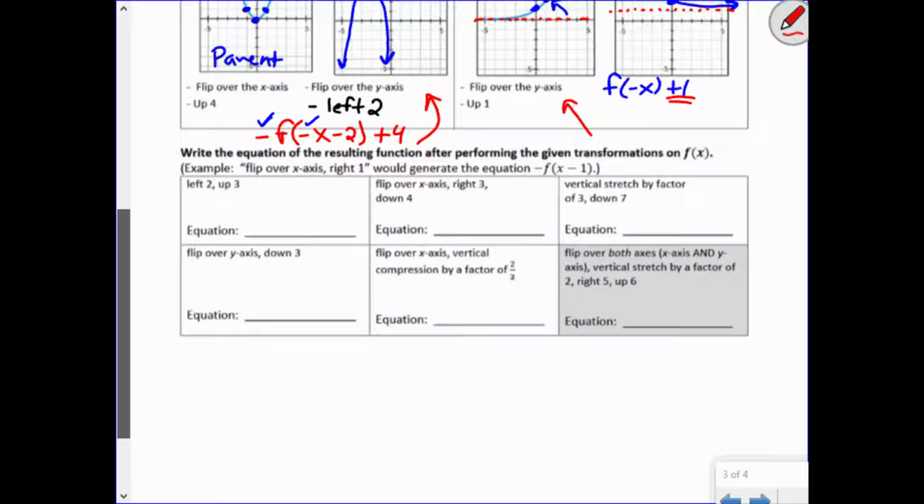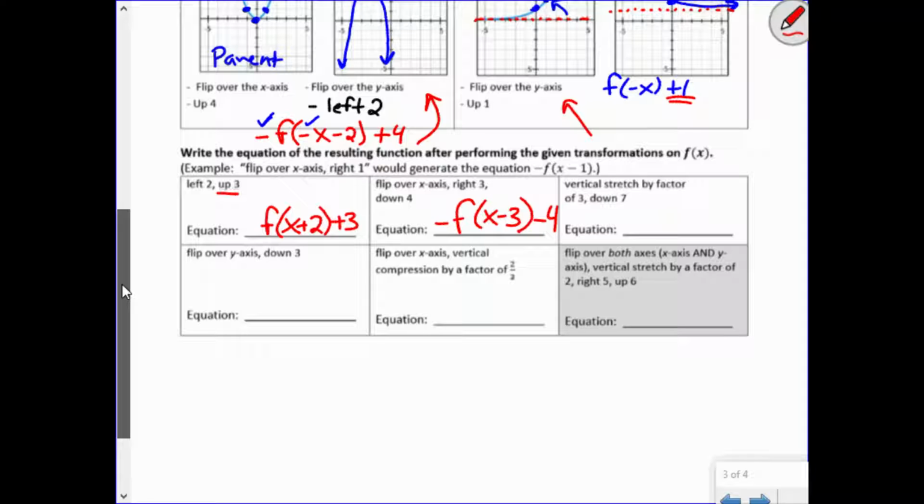So for our first one, they have that we're going left 2 and up 3. So remember that when you're going left or right, you have to write the opposite of what you would normally expect. So I'm going to write x plus 2 inside the parentheses, and then up 3 is outside of the parentheses with addition. So plus 3 at the end. Our next one, we have a reflection over the x-axis, which is always a negative on the front or outside of the parentheses. Then I have right 3, so think opposite of what you normally would, and then down 4, which would be subtraction at the very end.